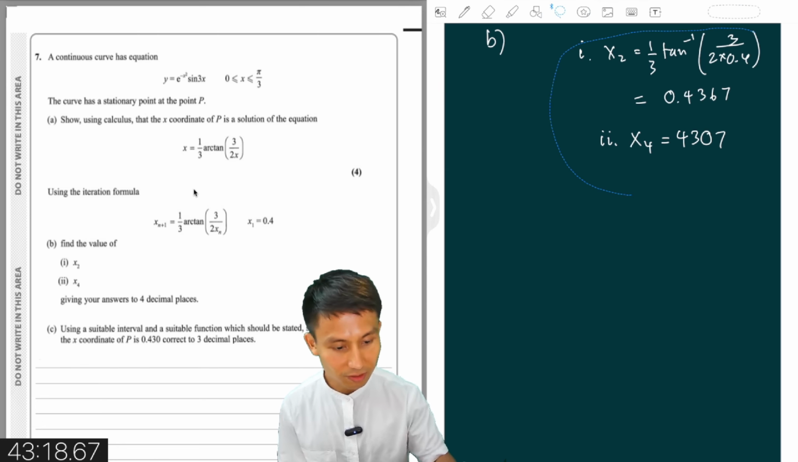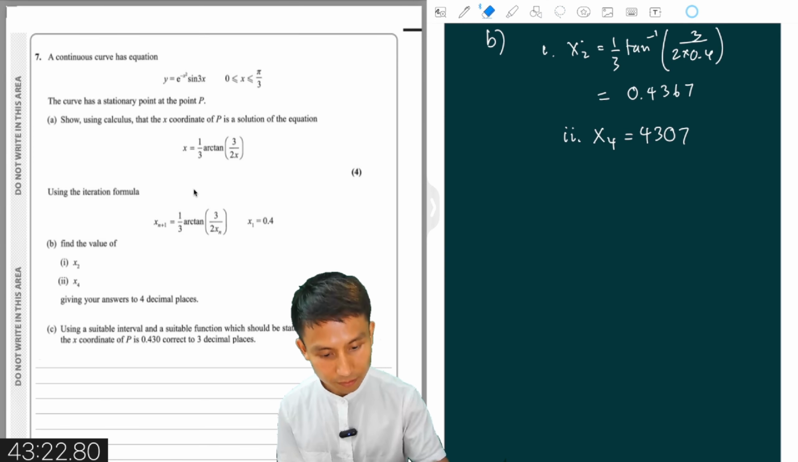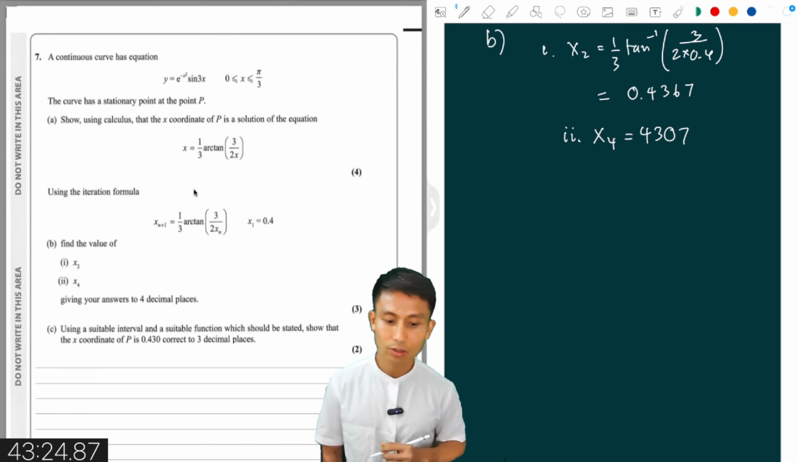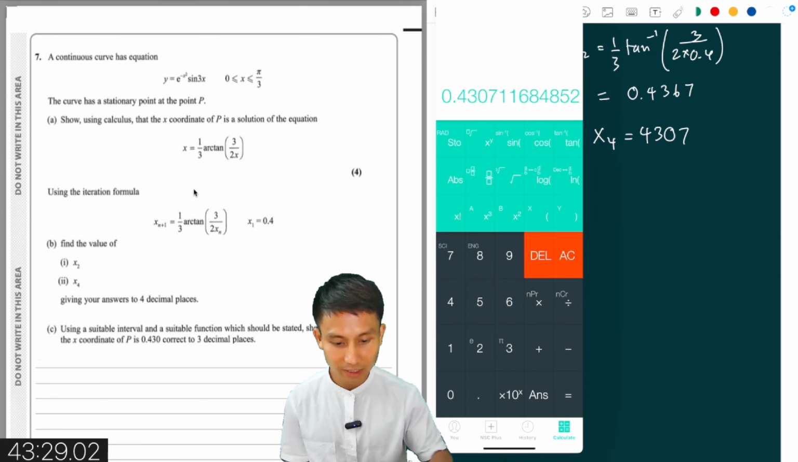Okay, just move everything to the left a little bit. There. Okay, that's x4, 4 decimal places. Check again. Yes.